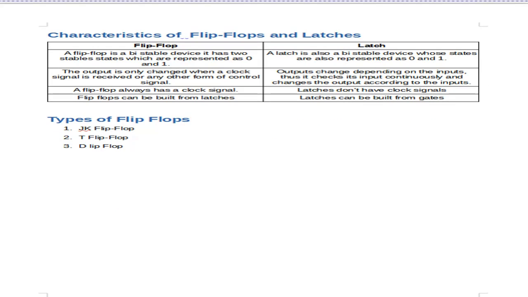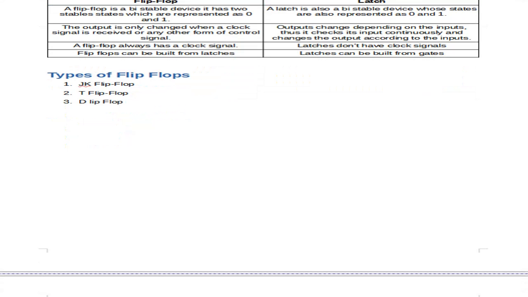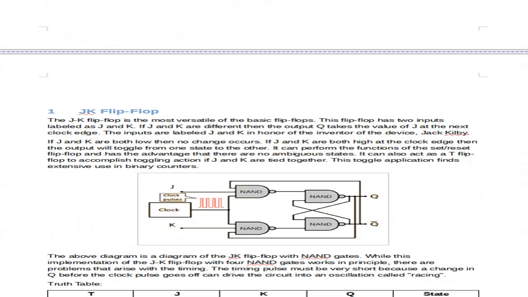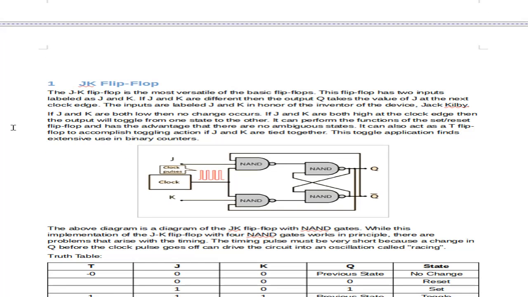There are three types of flip-flops: the JK flip-flops, T flip-flops, and the D flip-flops. The JK flip-flop is the most versatile of the basic flip-flops. This flip-flop has two inputs labeled as J and K. If J and K are different, the output Q takes the value of J at the next clock edge. The inputs are labeled J and K in honor of the inventor of the device, Jack Kilby.